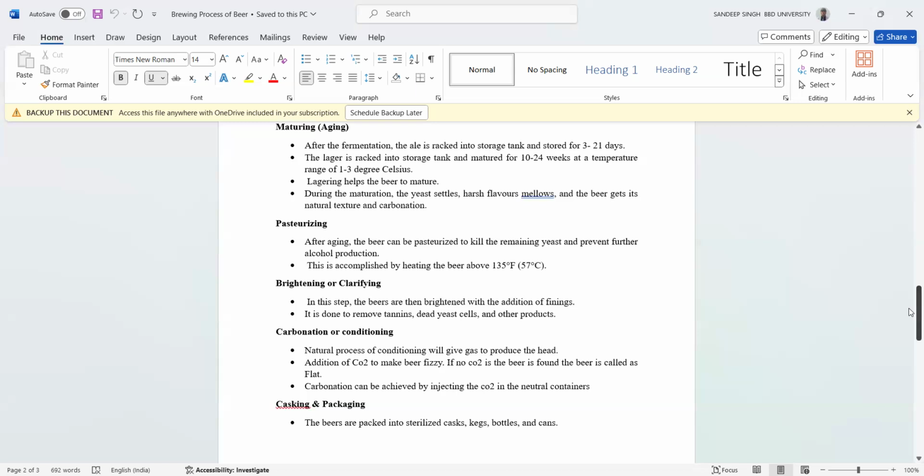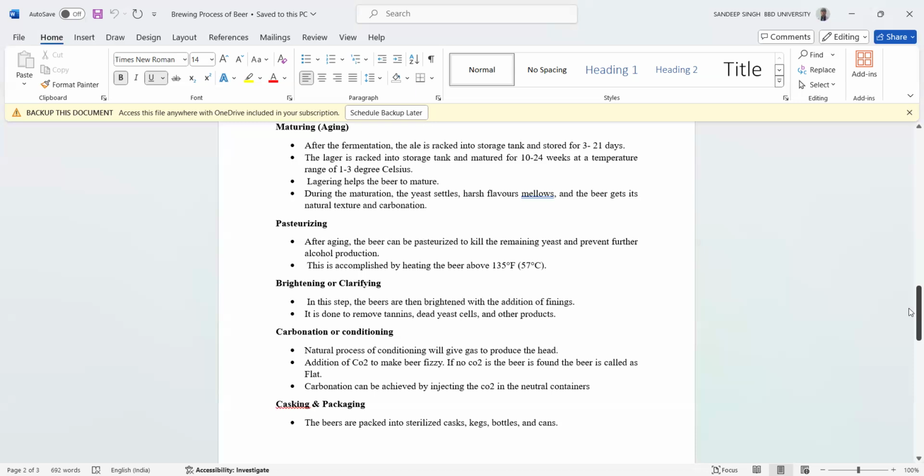Now next is pasteurizing. After aging, the beer can be pasteurized to kill the remaining yeast and prevent further alcohol production. This is accomplished by heating the beer above 135 degrees Fahrenheit. Brightening or clarifying: in this step, beers are brightened with the addition of finnings. It is done to remove tannins, dead yeast cells, and other products.